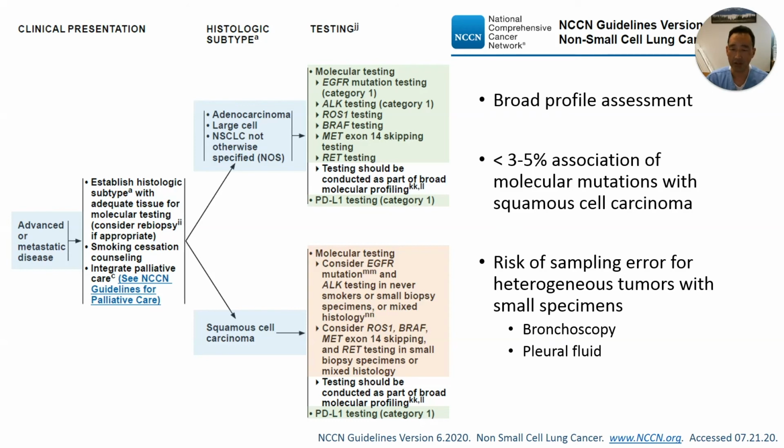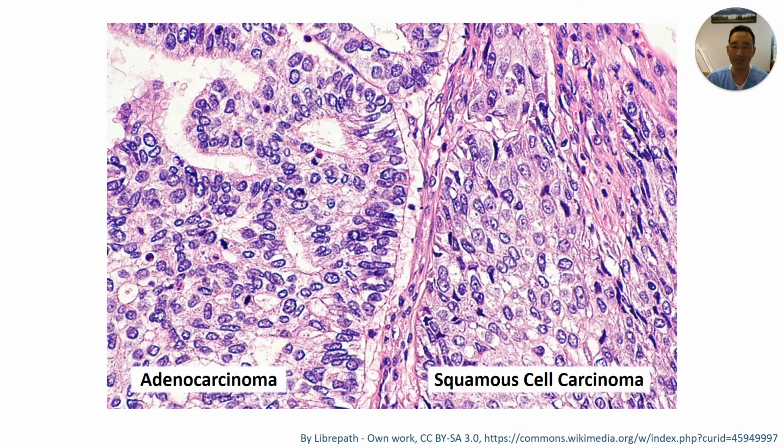Why might we consider, but not reflexively send it off for squamous cell carcinoma? And that's because there's a much lower association or prevalence of these molecular markers in squamous cell carcinoma, less than 3 to 5%. However, when might you consider sending it? Remember that there's always the risk of sampling error for heterogeneous tumors when we have small specimens. And over 70% of lung cancers are diagnosed by bronchoscopy or cytology from pleural fluid. Those are considered small specimens. And this is the problem.